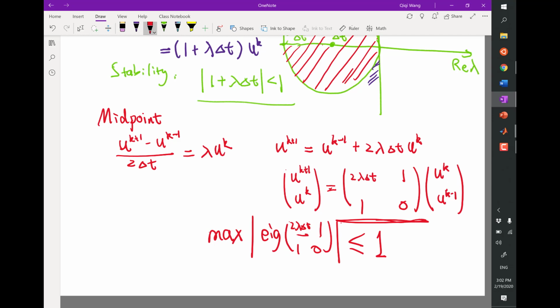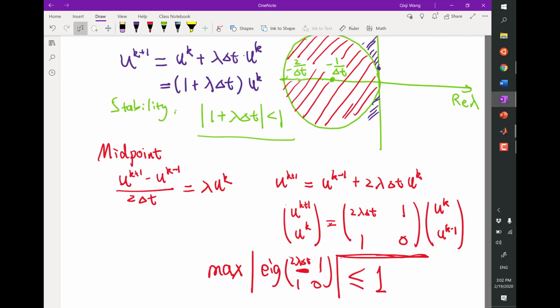the stability actually depends on lambda delta t, not just lambda itself. Which means if you decrease delta t by a factor of 2, the stability region is going to expand by a factor of 2, automatically. Just like in forward Euler, if I decrease delta t by a factor of 2, my stability expands by a factor of 2. If I increase delta t by a factor of 2, my stability region shrinks by a factor of 2. So that's going to be automatic.